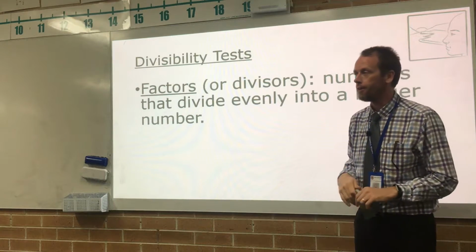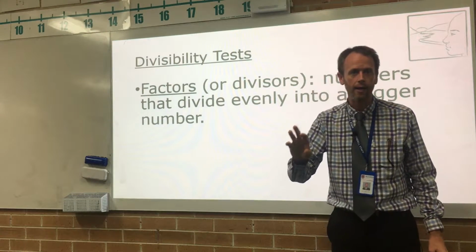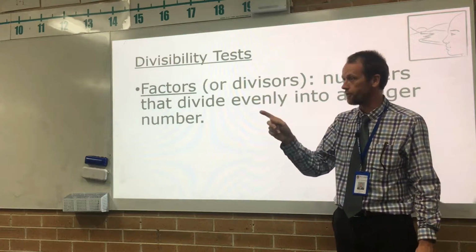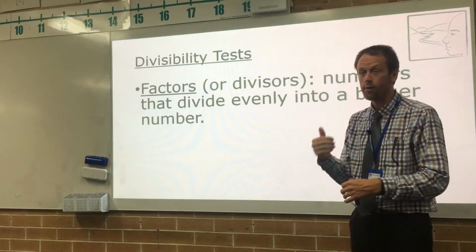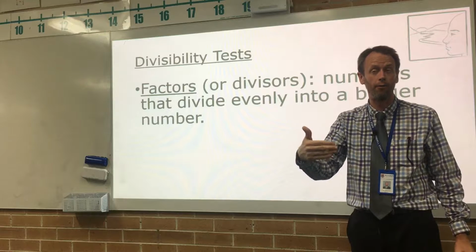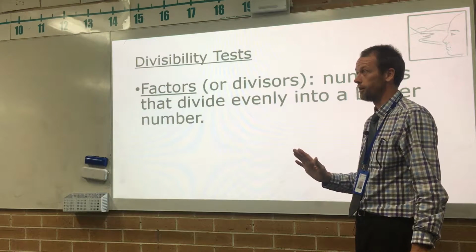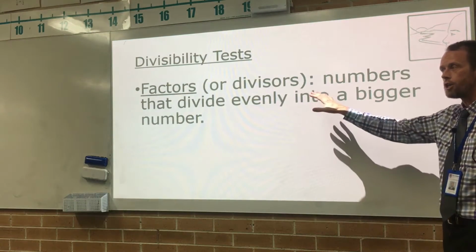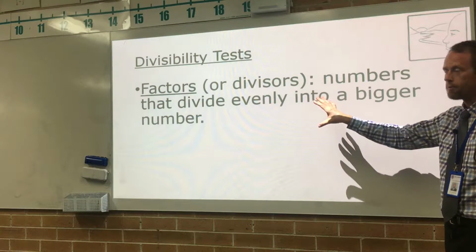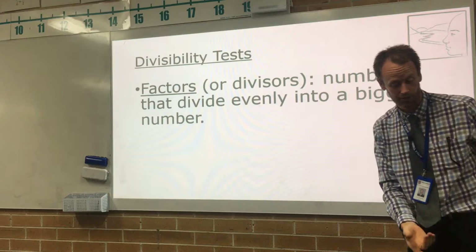All right? If I was to take the number 4, the only factors of 4 are 2, because 2 goes into 4 twice, and 1 and 4, because 1 goes into 4 4 times, and 4 goes into 4 one time. 3 is not a factor of 4. It doesn't go into 4. It's not a divisor. So you need to know factors, because we're going to use factors in a moment to look at some divisibility tests.